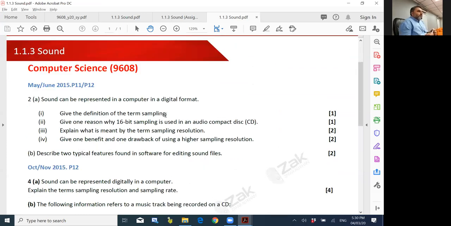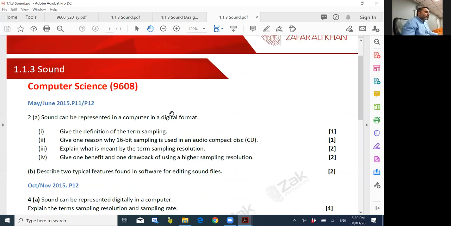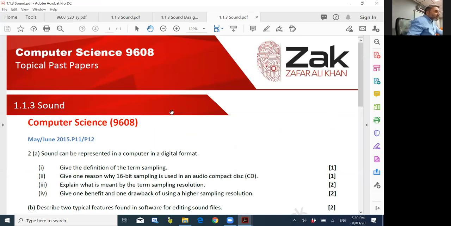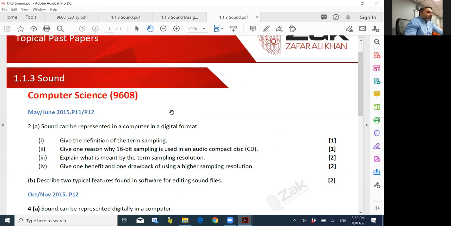Sound, this is May-June 2015 P11, P12. Sound can be represented in a computer in a digital format. Give the definition of the term sampling: that is recording samples per second, recording of samples. Give one reason why 16-bit sampling is used in audio compact CD. I told you that 16-bit is good enough to record any sound that humans can hear, but the thing is that when it was invented, it was the maximum that a computer could record because the word size, or the number of bits inside one register, was 16 max.